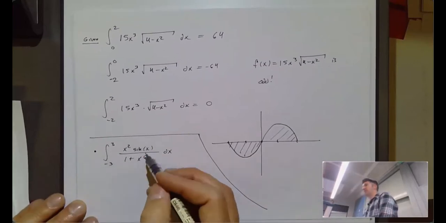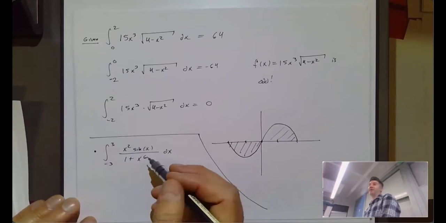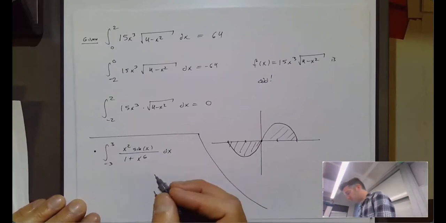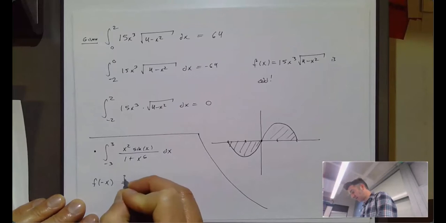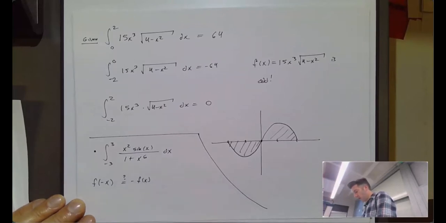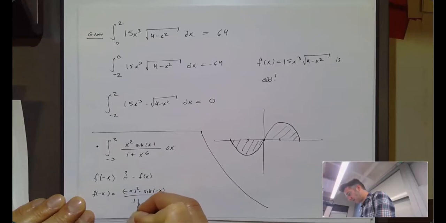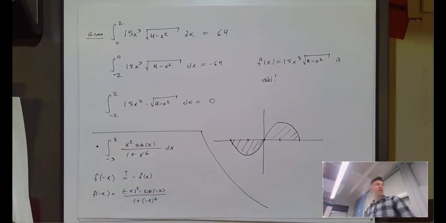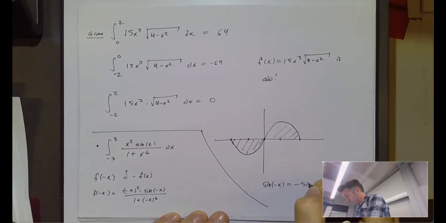But typically, if you see something that looks super odd, meaning strange, it might actually be odd, meaning having that symmetry. So let's check. Does f of -x equal -f of x? Well, f of -x is going to be -x squared times sine of -x over 1 plus -x to the 6th power. And this is where you have to know that sine is in itself an odd function. Sine has that odd symmetry. So sine of -x is equal to negative sine of x.